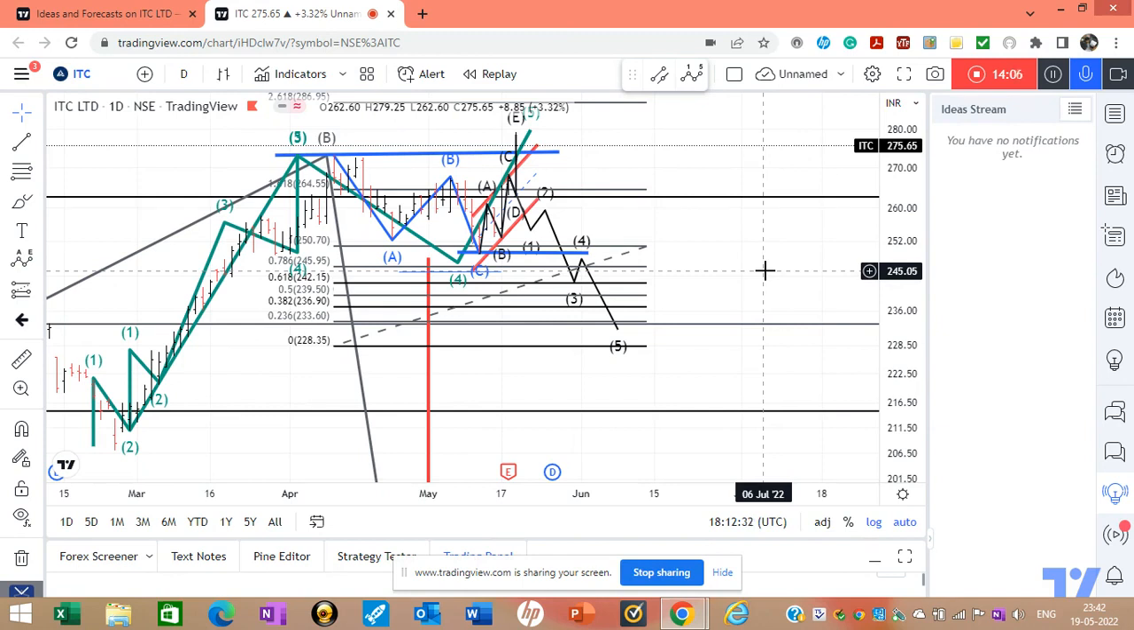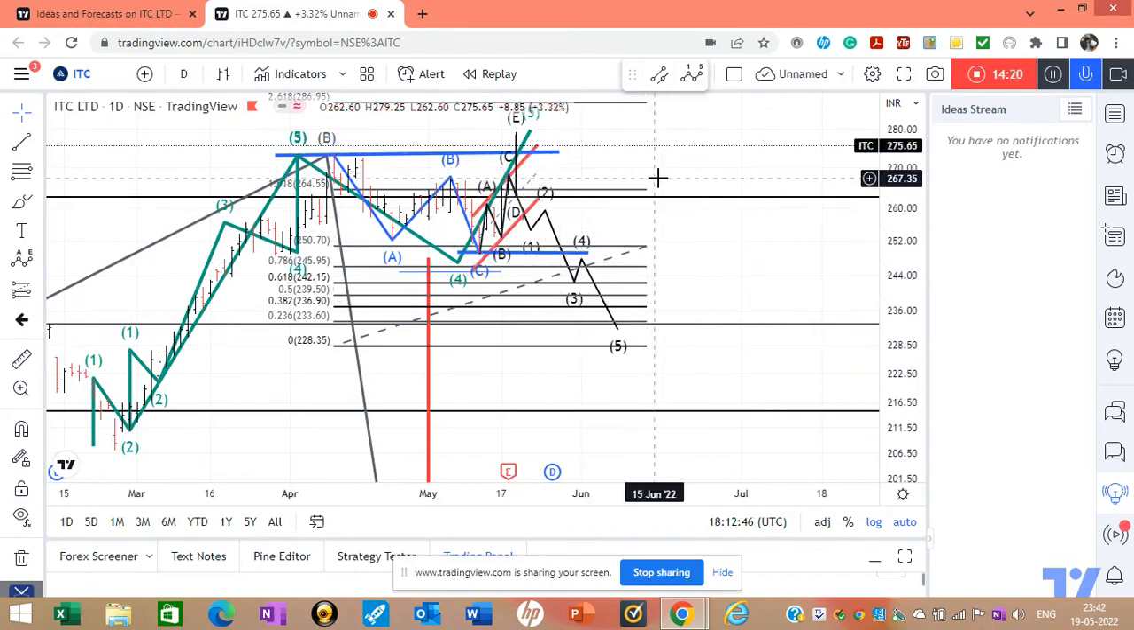I will update the ITC on a daily basis till the expiry. Let me see what happens. If everything is going as per the plan, then there is no need to update. But if something goes wrong, then I will update, and I will dish out this idea. Take care. All the best.